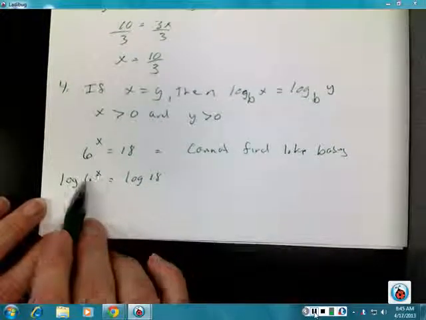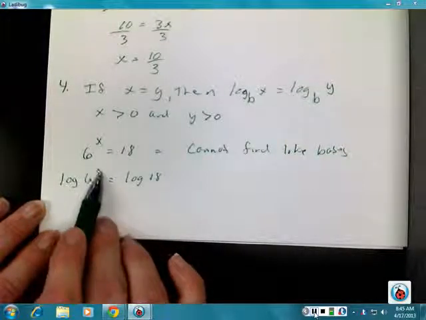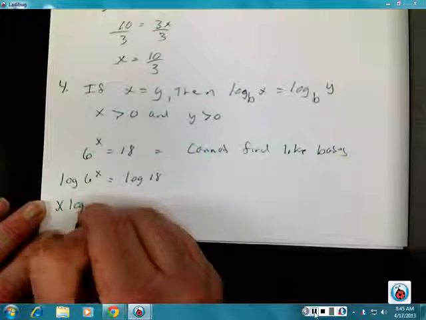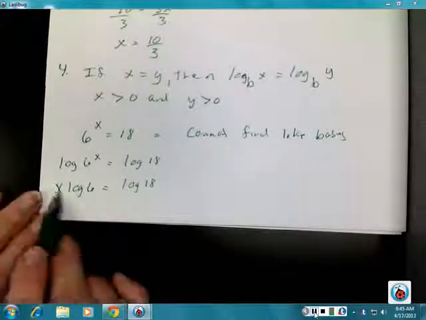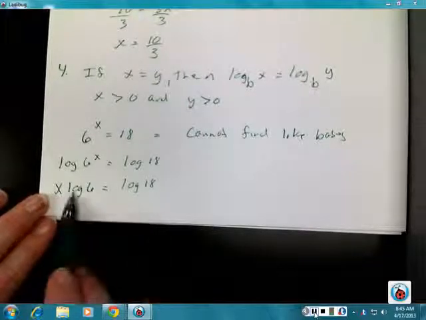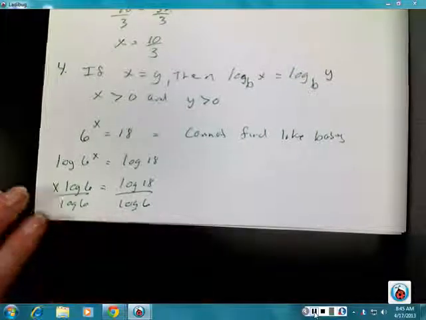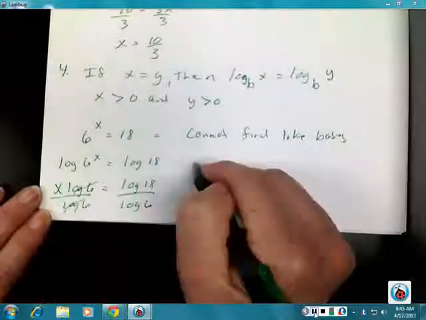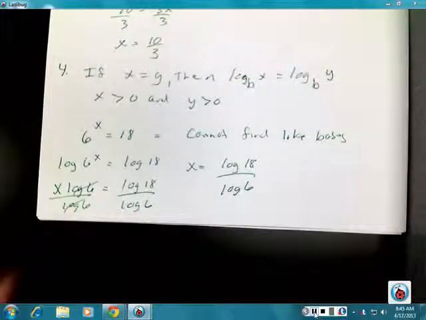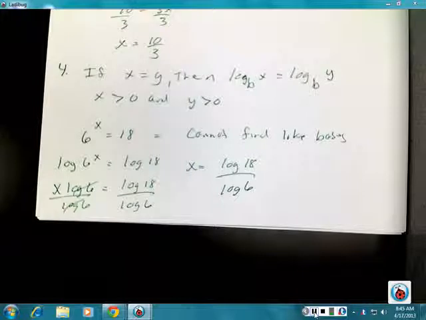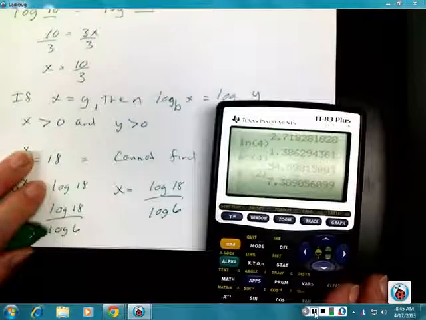In order to solve this one, if I go back to our previous section, when we raised something to a power, remember we put it in front? And when I stick it in front, then I end up with x log 6. To get x by itself, divide by log 6. And when I do that, these of course cancel and give me x is equal to log 18 over log 6. Now, what does that equal? Well, go back to your handy dandy trusty calculator.